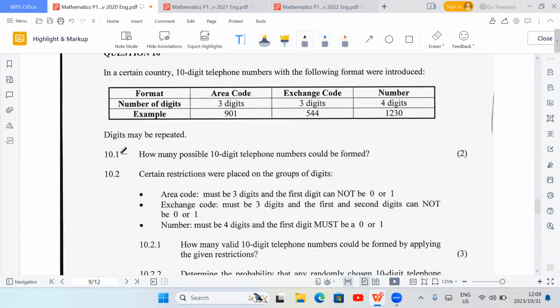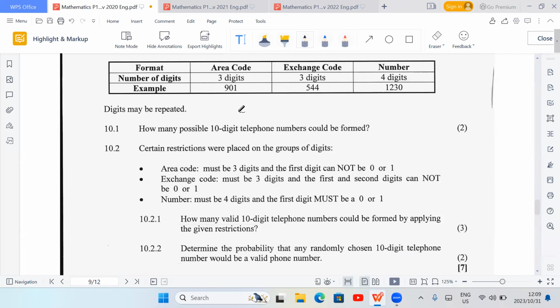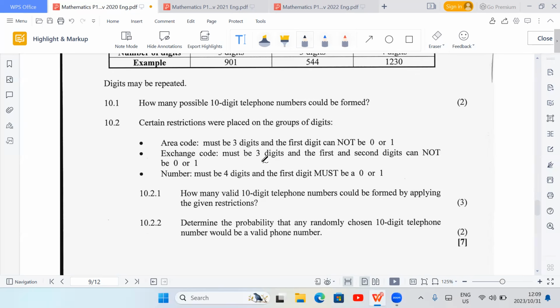I also did this question. I'll drop the link for this question, if you want to check it out. It's basically a question on counting principles, where I did a bunch of these questions, so you can go check it out. Then you can get the 7 marks. You can pretty much score yourself the 7 marks.